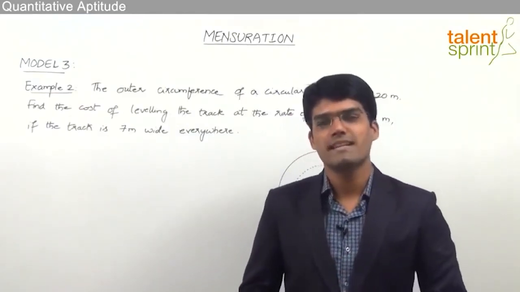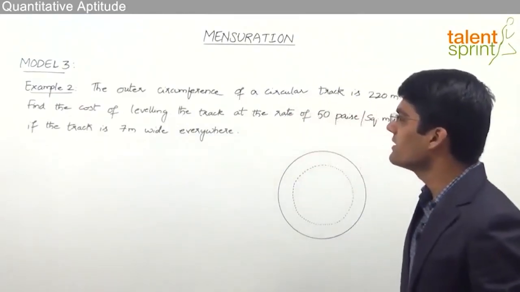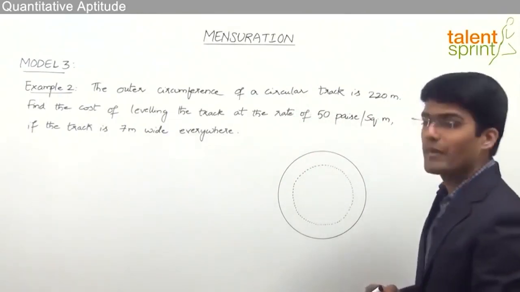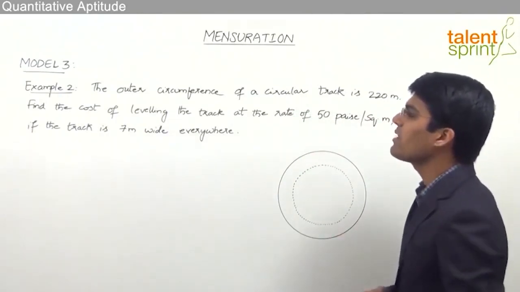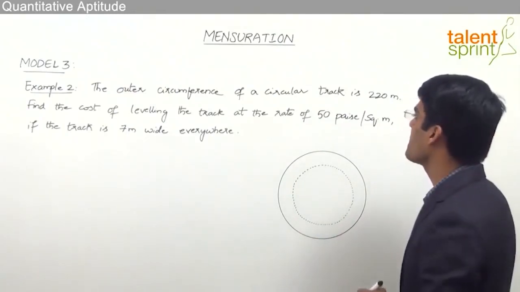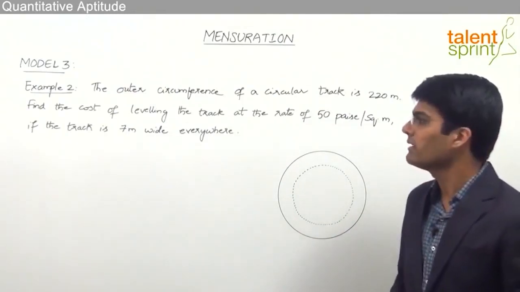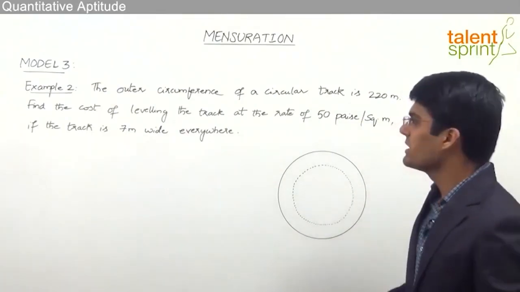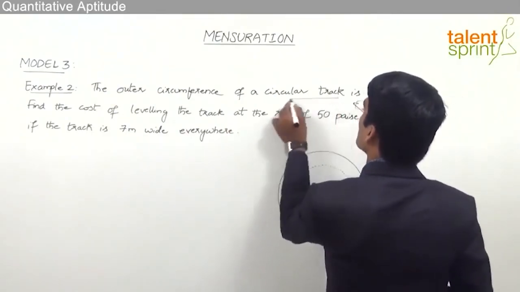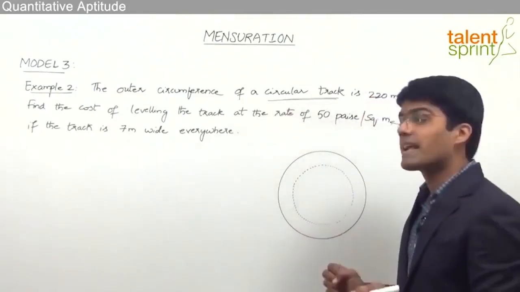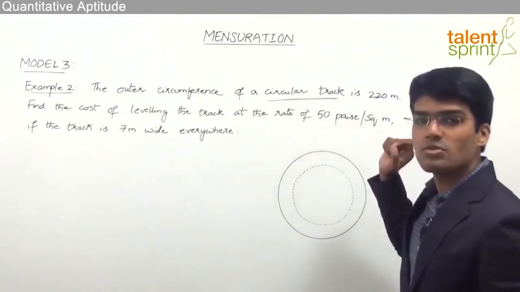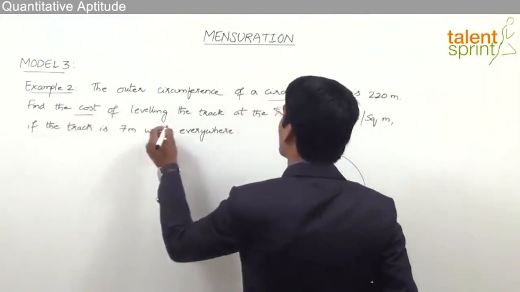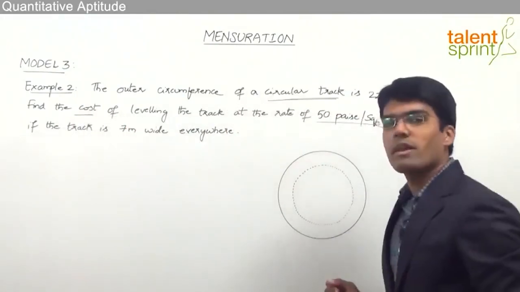Let us now take the second example from model 3. The question here is: the outer circumference of a circular track is 220 meters. Find the cost of leveling the track at the rate of 50 paisa per square meter if the track is 7 meter wide everywhere. So as given in the question, we have a circular track where the outer circumference is 220 meters. And we have to find out the cost of leveling this track at the rate of 50 paisa per square meter.